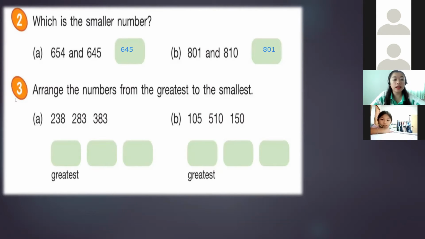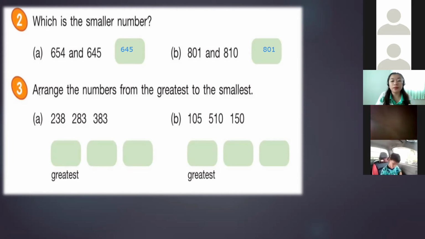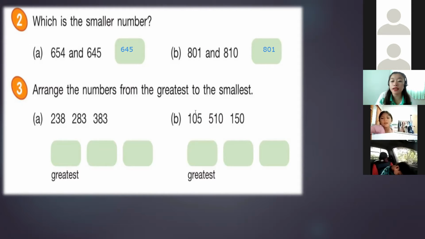Okay, so let's move on to number 3. Arrange the numbers from the greatest to smallest numbers. What page? Page 17 of your book. In number 3, we're going to arrange numbers from the greatest to smallest. When we say greatest, it means the biggest number, and smallest is the smallest number.